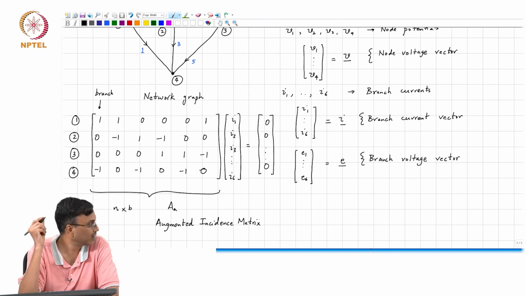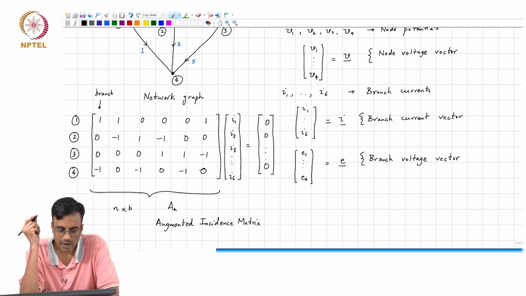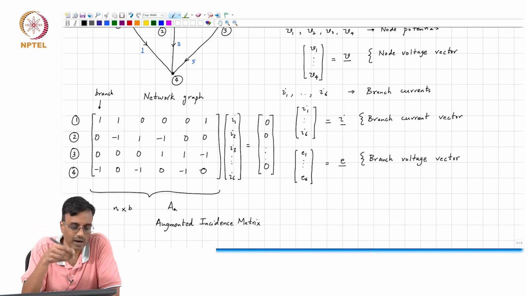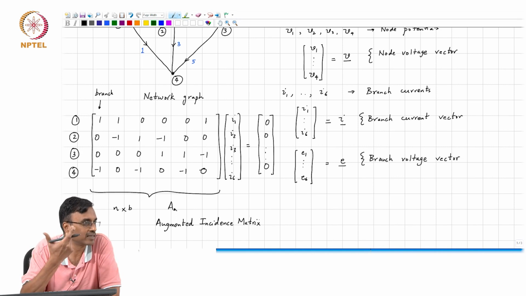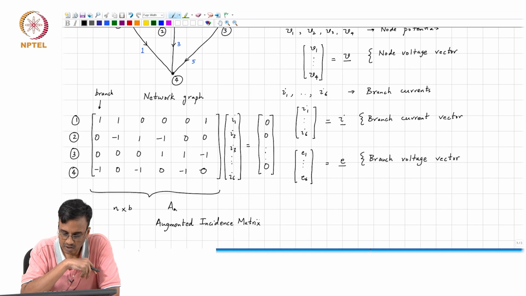We will see why this name makes sense. Well, incidence matrix, it is a matrix, so you better call it a matrix. Incidence, why do you think it makes sense to call this incidence? Why does that word make sense? Well, it is telling you on which nodes a particular branch is incident, with a direction, plus or minus 1. So, it makes sense to call it an incidence matrix.